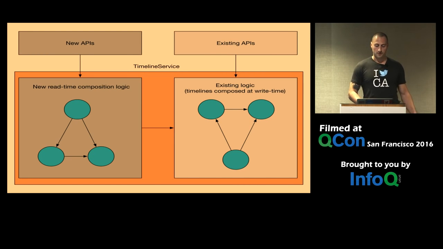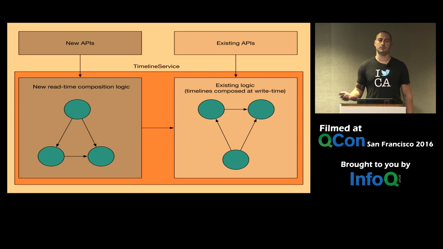So a very simple and zoomed-in diagram of what that might look like. We had some new APIs on the left, existing APIs on the right, and these APIs interacted with existing logical units of the timeline service that serves the home timeline. And both of these logical layers were operating within the same service container. The existing APIs interfacing with the existing logic meant that the third-party APIs did continue to work as they did before without any major modifications.